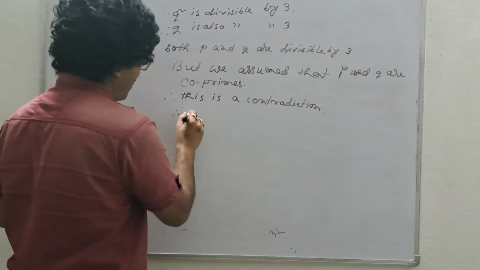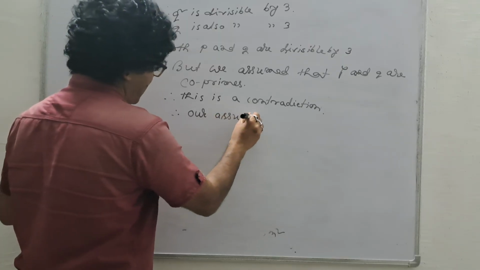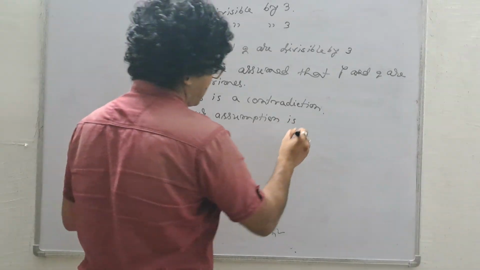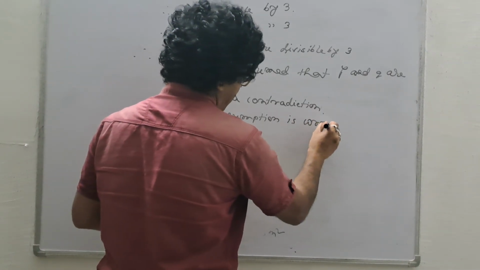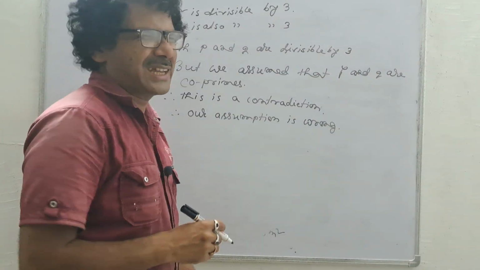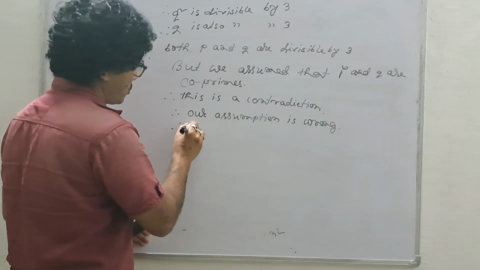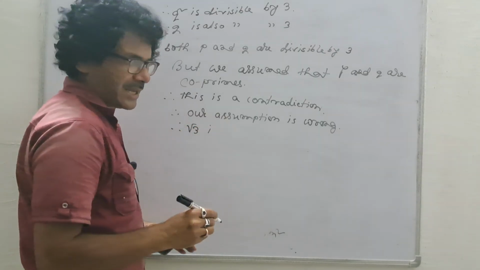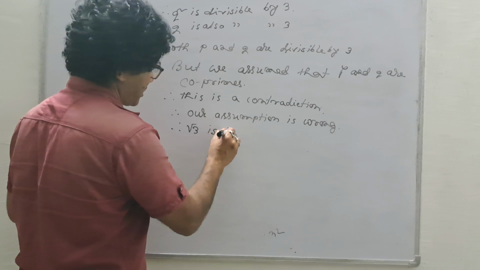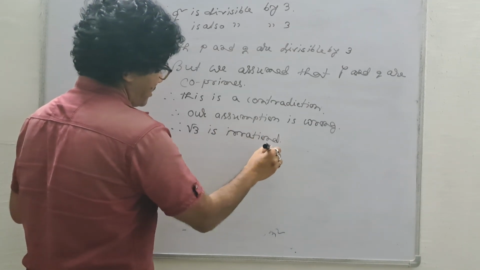Therefore our assumption is wrong. That is, our assumption that root 3 is a rational number is wrong. Therefore root 3 is not a rational number, it is irrational. Therefore root 3 is irrational. Hence proved.